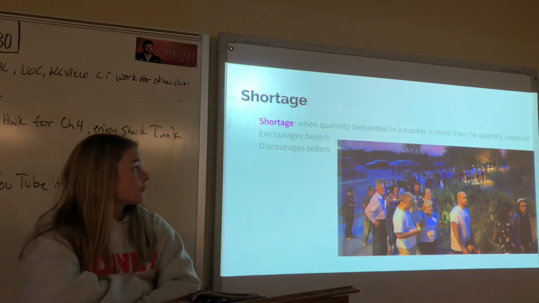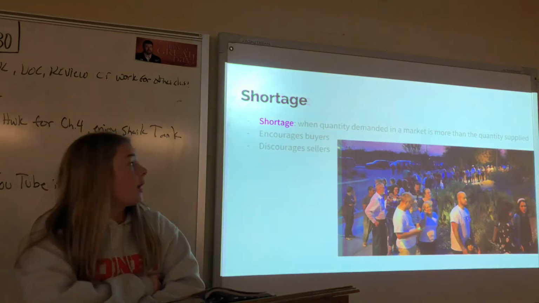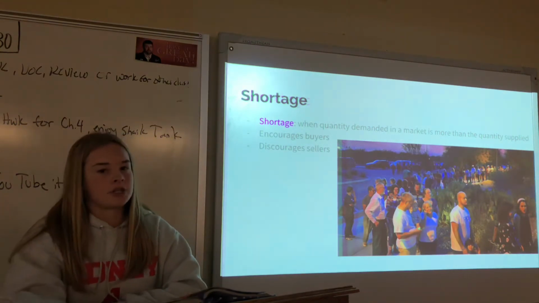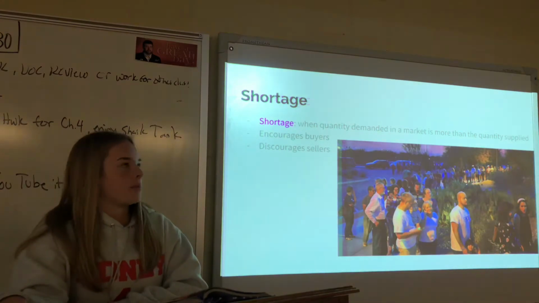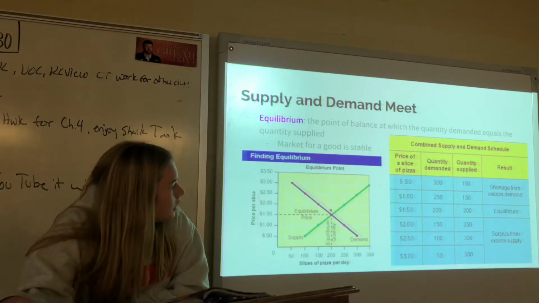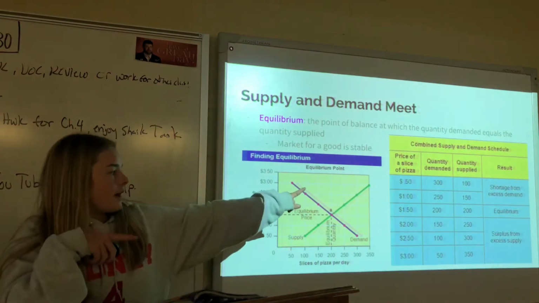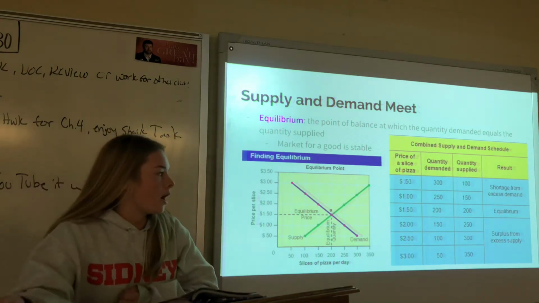The shortage is when the quantity demanded in a market is more than the quantity supplied. So this is when people want to buy things because they're super cheap, but the sellers can't keep up with the amount that people want to buy. So back here, this is when for 50 cents, the people want 300 when they can only supply 100.